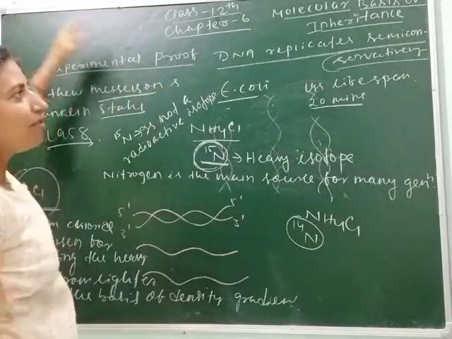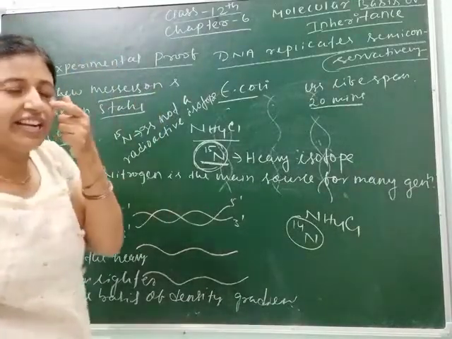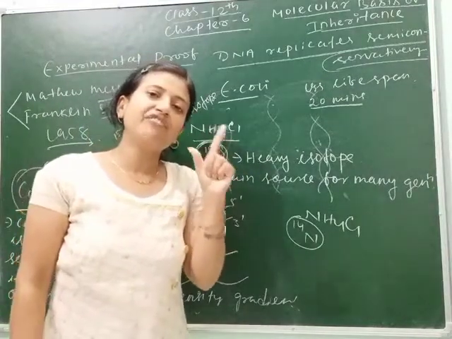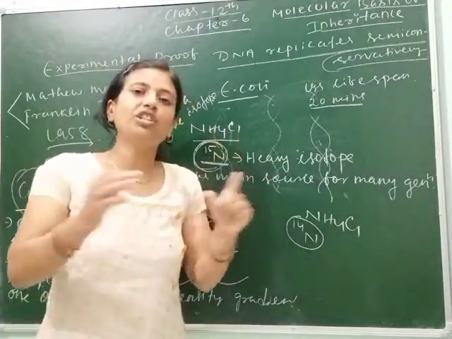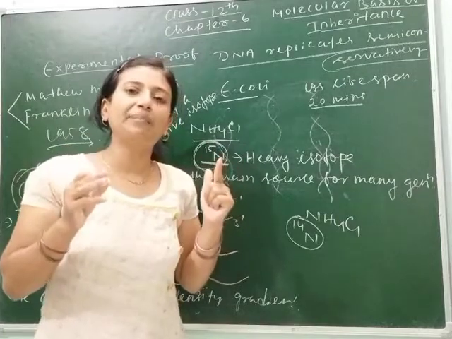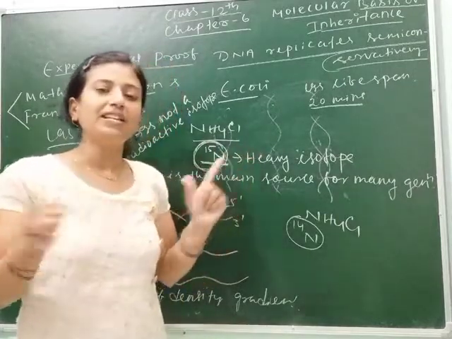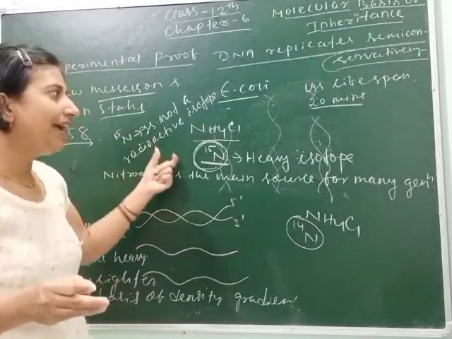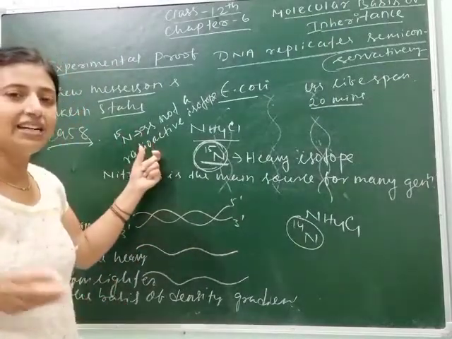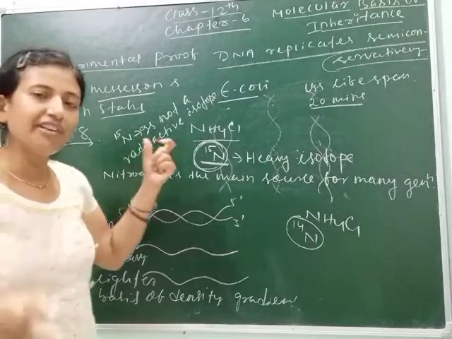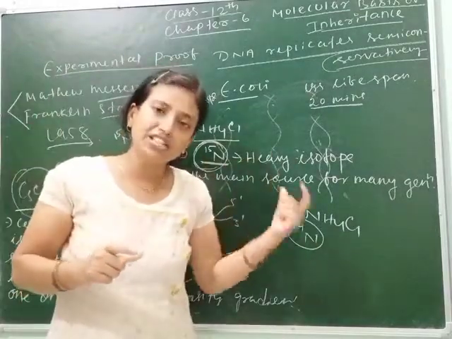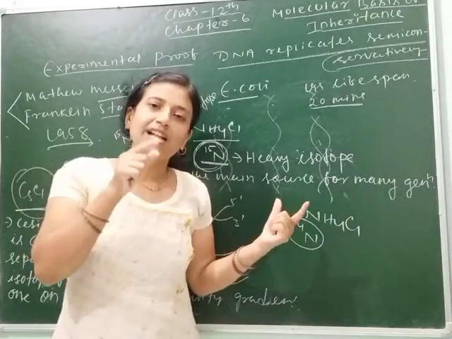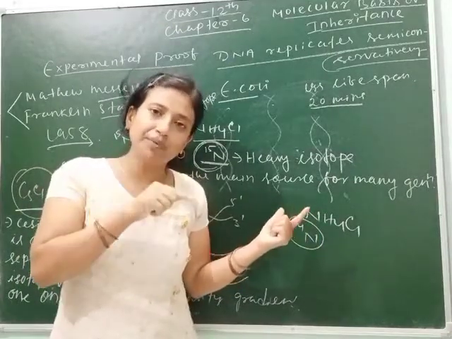to show that DNA forms its replica semi-conservatively. It means only one strand at a time forms its replica. Both strands do not form their replica together; one strand will form, then another will form. So they take E. coli and put the E. coli in the ammonium chloride solution, in which the nitrogen enters into the E. coli, in which the nitrogen has the isotope N15.